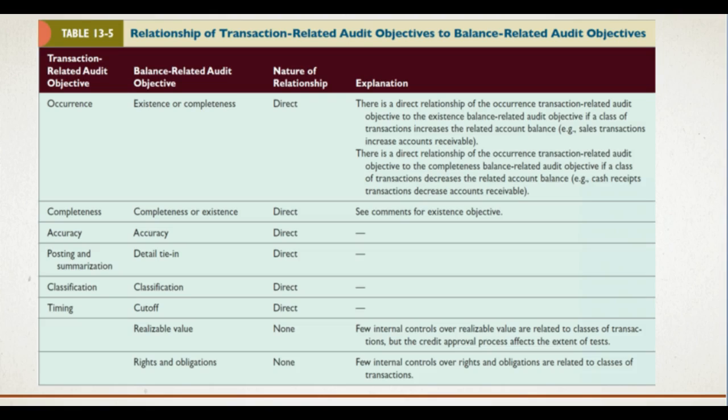Table 13-5 gives a general presentation of these relationships and illustrates that even when all transaction-related audit objectives are met, the auditor will still rely primarily on substantive tests of balances to meet the balance-related audit objectives of realizable value and rights and obligations. Additional substantive tests of balances are also likely for the other balance-related audit objectives, depending on the results of the tests of controls and substantive tests of transactions. You can find Table 13-5 on page 428 of your textbook.